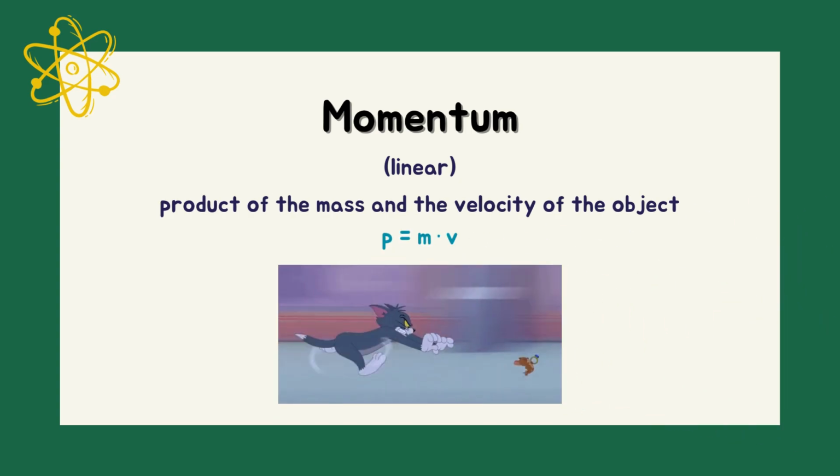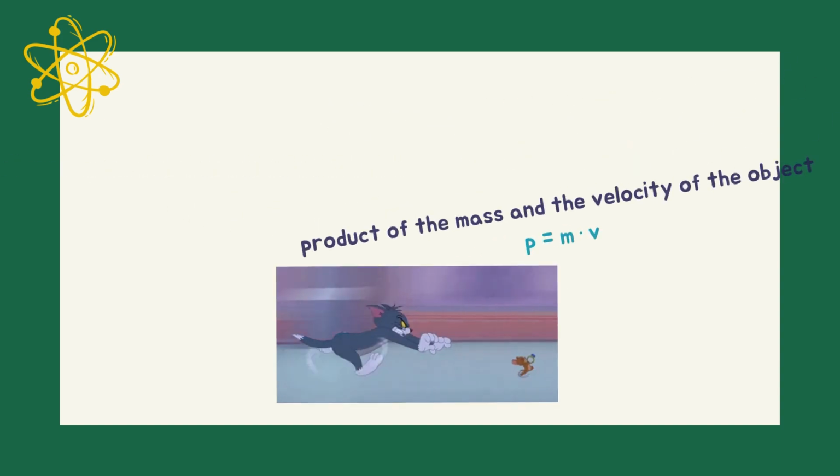It's important to note here that an increase in mass or an increase in velocity will result in a higher momentum. So in this case, while Tom is chasing Jerry, while they both are seemingly going the same velocity, Tom has a higher mass than Jerry, so it's safe to assume that Tom has a higher momentum, even though they are going the same speed.